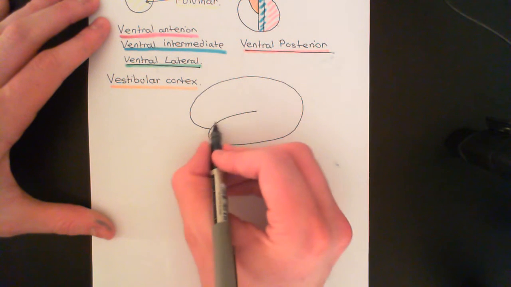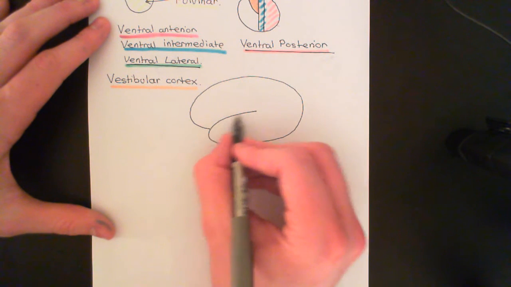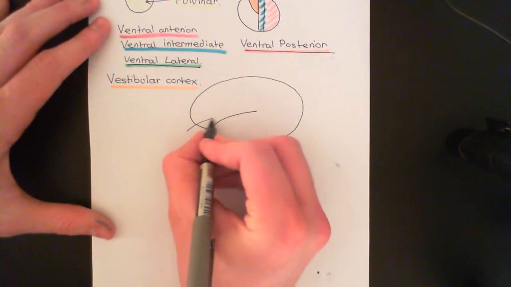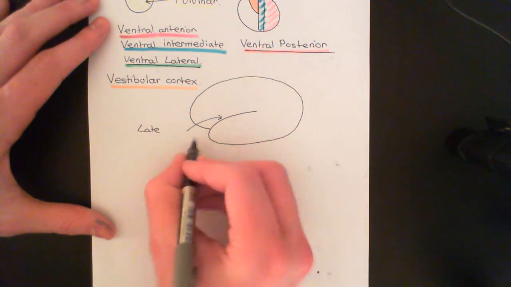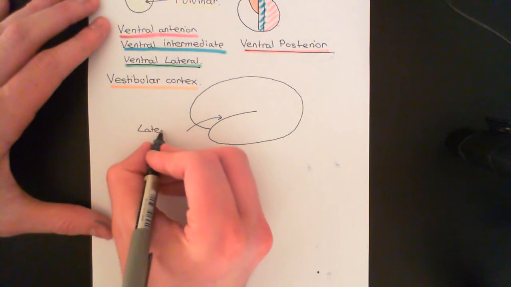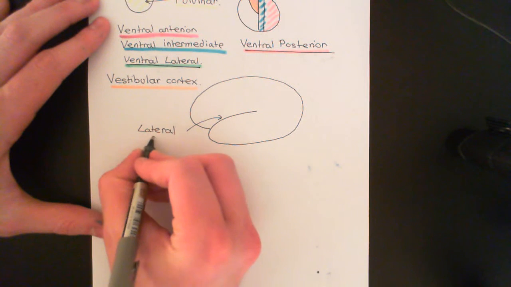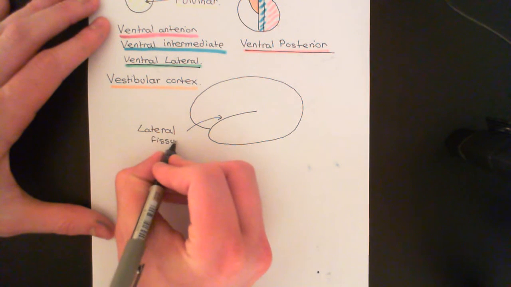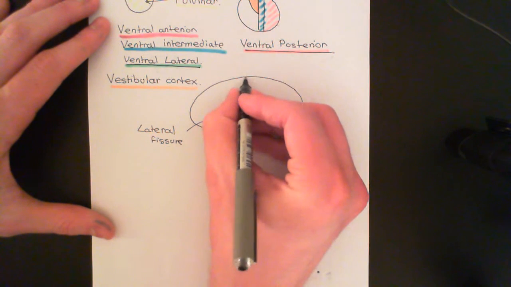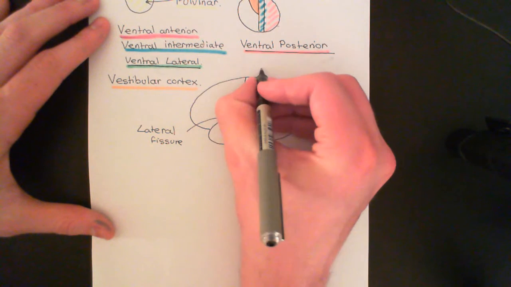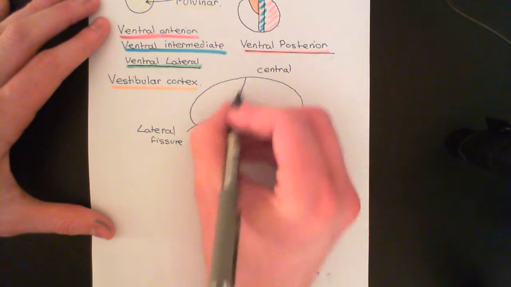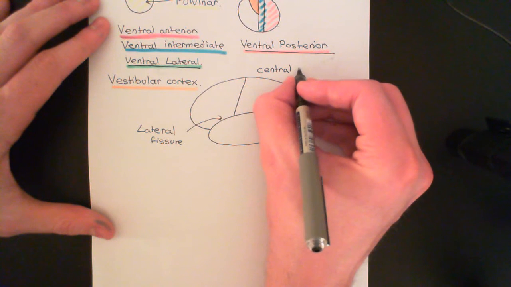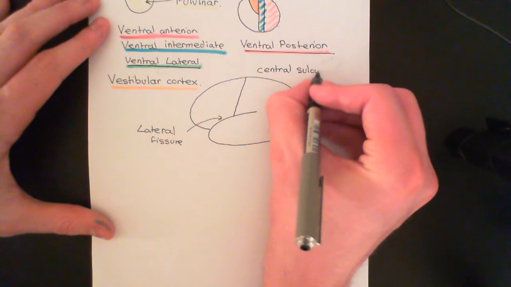Okay, so we can see the lateral fissure or the Sylvian fissure, depending on which name you want to use, which divides the temporal lobe apart from the other portions of the cerebral hemisphere here. So this is the lateral fissure. Another landmark that I'll put on there is the central sulcus here, which divides up the frontal lobe in front and then the parietal lobe behind. So this is the central sulcus.